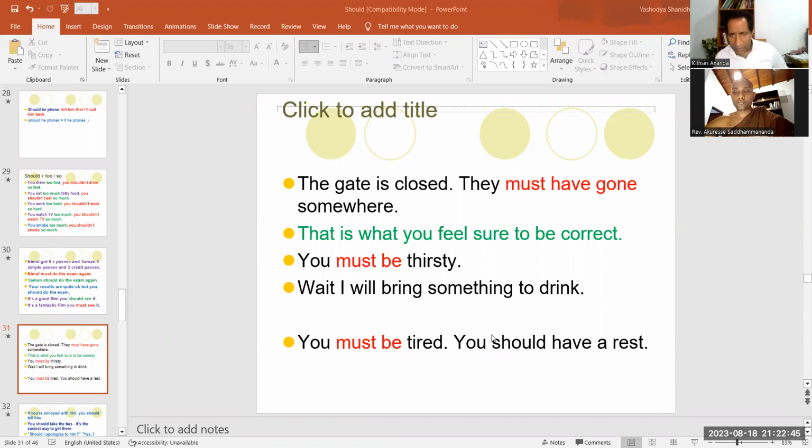Actually you should understand the correct function of these models.